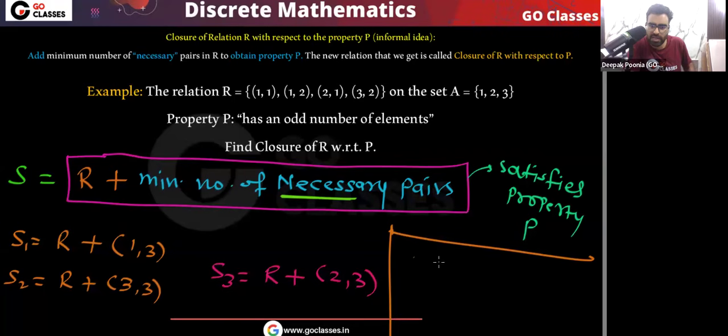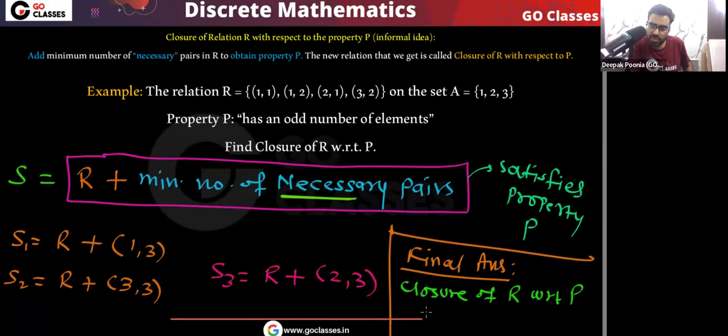So remember, the final answer will be what? The final answer is, for this relation R with respect to this property P, the closure does not exist. Okay. So the final answer is: the closure of R with respect to P does not exist. Okay. Now is it clear? Whatever question comes in the GATE exam, anything new they define, can you solve? Let me know. Are you confident now?